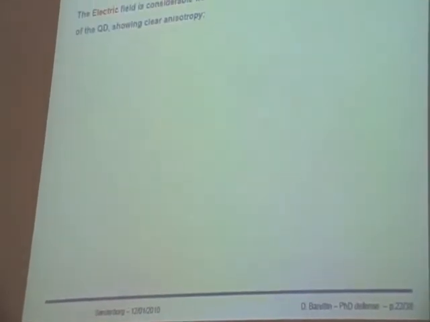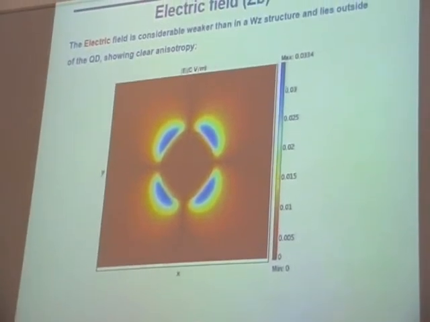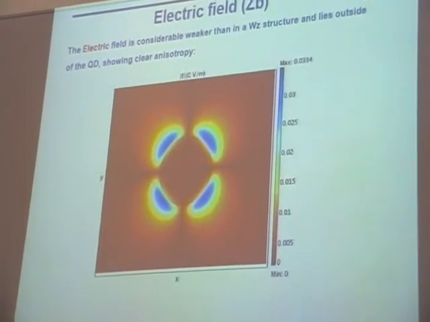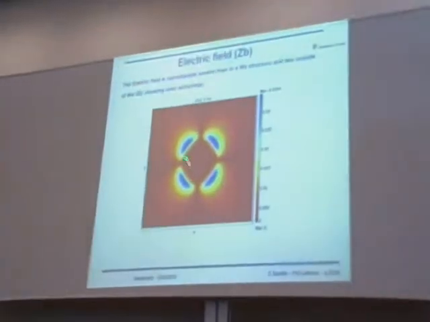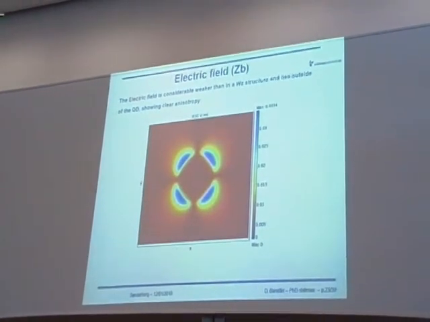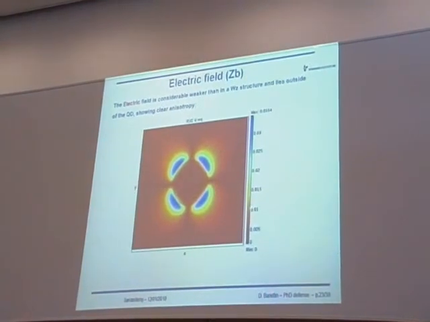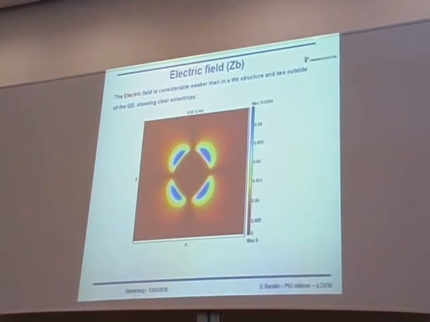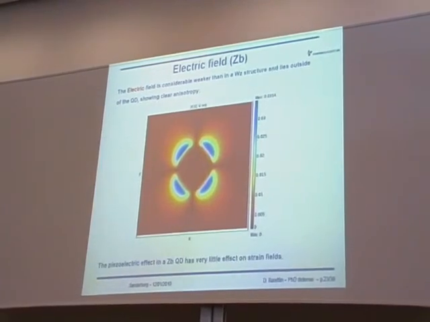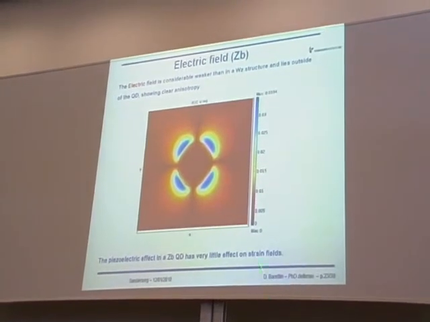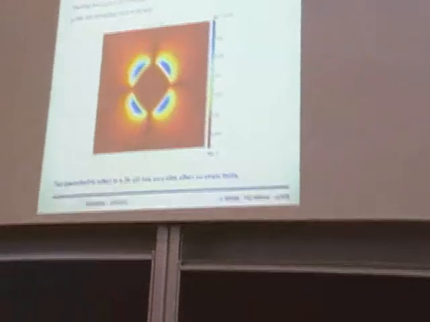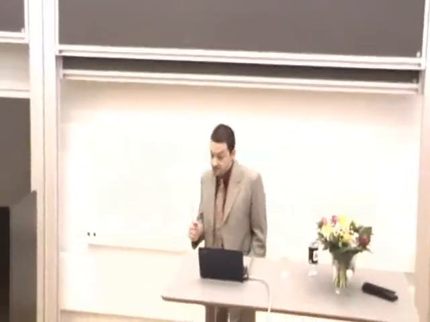Also, using the fully coupled three-dimensional model, we can have a look at the electric field, the absolute value of the electric field in the xy plane. You can see that this one is clearly anisotropic, and it is outside of the dot, because it is basically given by the shear component of the strain, and it is actually quite weaker than the one for Wurtzite. We can also say that in this case the electric aspect has very little effect on the strain field. In other words, in the case of zinc blende, using the fully coupled or the semi-coupled model makes a smaller difference than for the Wurtzite case.